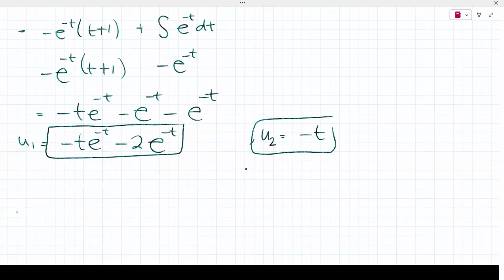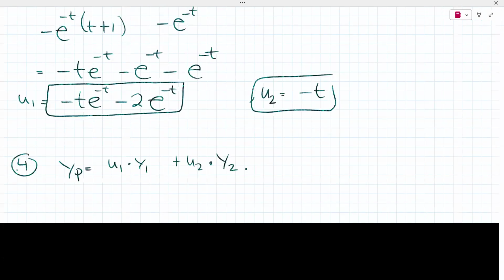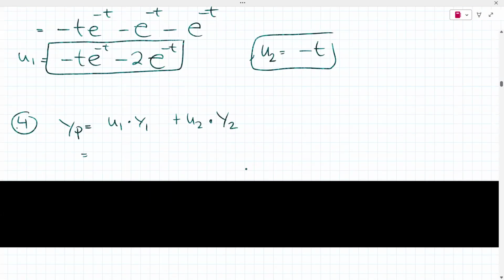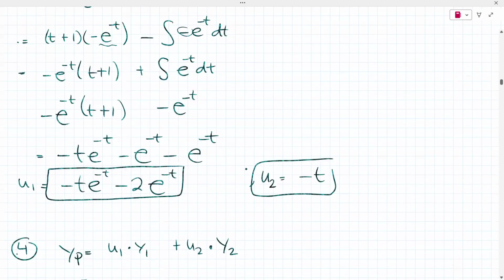So now step 4, we're going to find our general solution. Actually, step 4 is not our general solution. We're going to find yp. So my yp is going to be u1 times y1 plus u2 times y2. And we have everything we need, right? My u1 is negative e to the negative t times t plus 2. Yeah, this one.